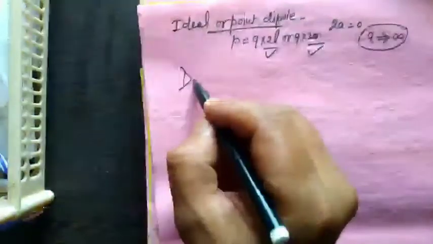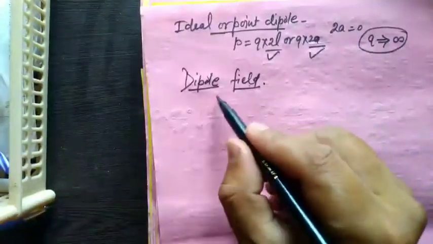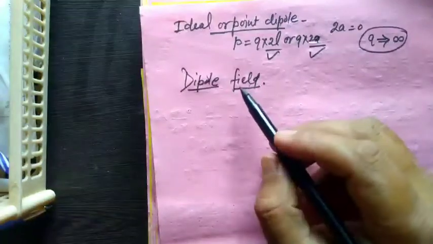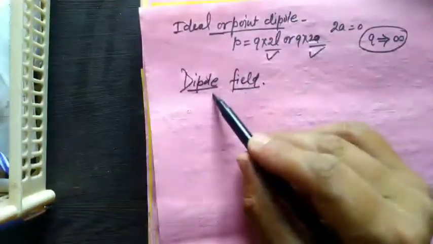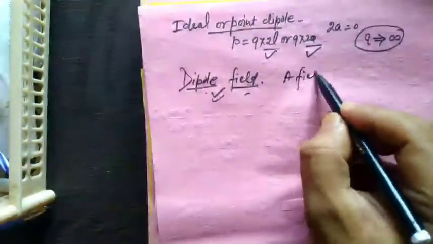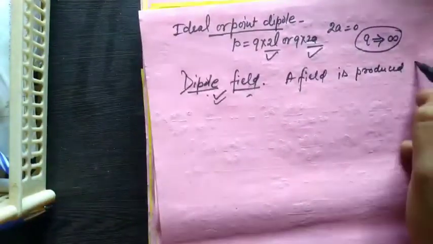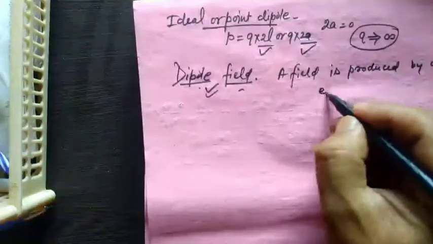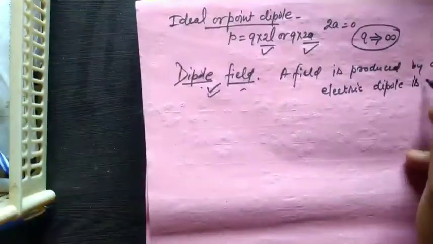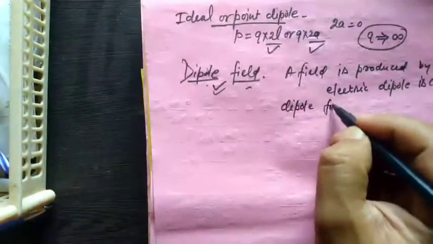And the dipole field. If we define the dipole field, we can say that the field produced by an electric dipole is called the electric dipole field.